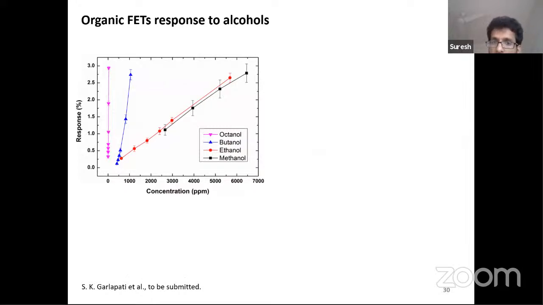Not only that, I also detected different other molecules: octanol, butanol, ethanol, and methanol. If I compare these responses, we can see the trend. This is methanol, which has a shorter alkyl chain. Then we can have butanol, then octanol. The percentage response is increasing, although for octanol the concentration is at a very low level. So we can have a high sensitivity when you increase the alkyl chain. That means octanol has a higher response compared to lower alkyl chains, for example, methanol or ethanol.